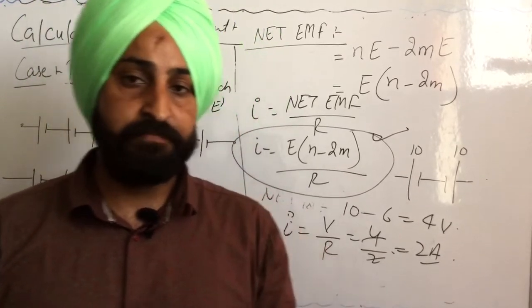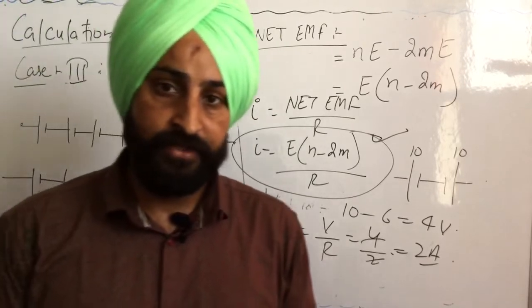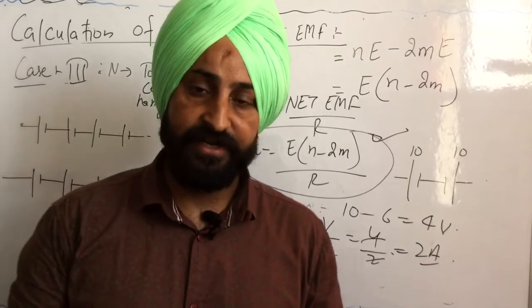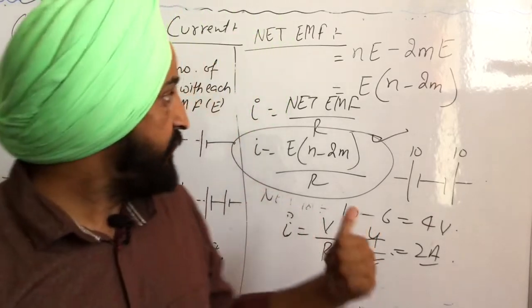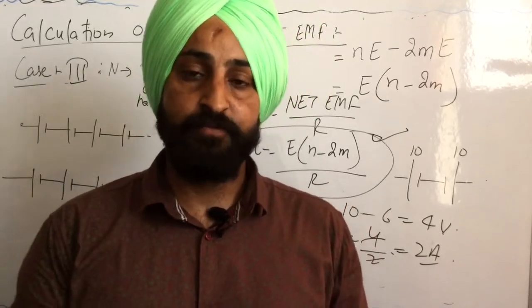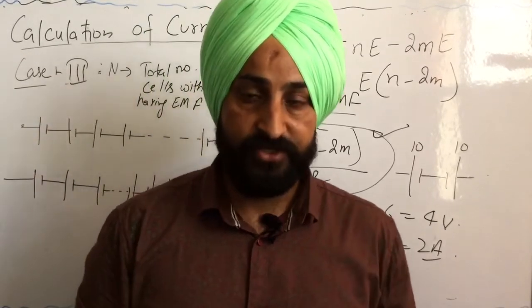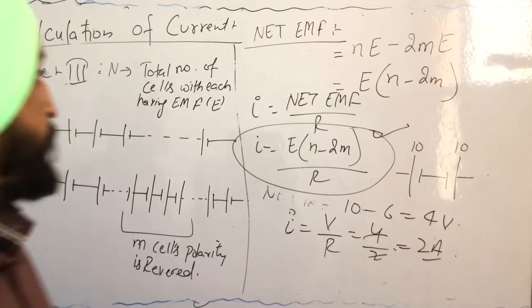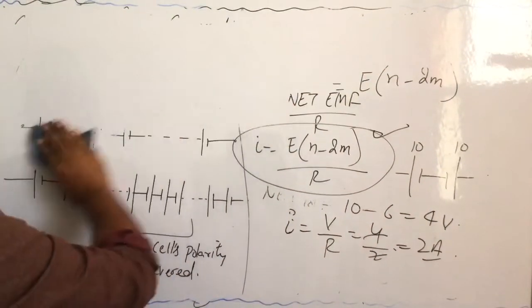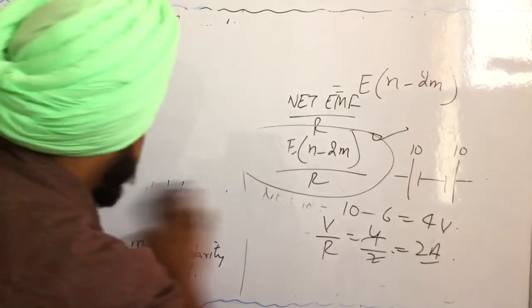One case was simple, when you are given one battery and one resistor. In the second case, you had 2 batteries connected out of order, and in the third case you have n cells connected, out of which the polarity of m cells is reversed. So let us do a numerical to understand this concept, case number 3.